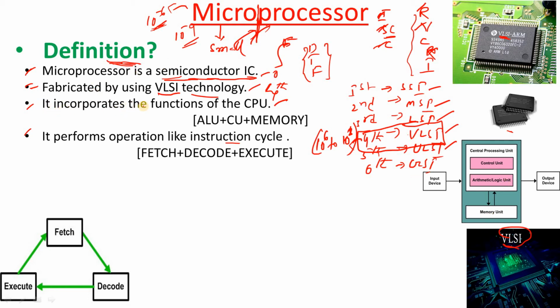Coming to the third point, it incorporates the functions of the CPU. That means the functions or contents of the CPU. In this case, we see the arithmetic logic unit, control unit, and memory unit. The combination of these three parts is called a CPU. Coming to the block diagram of this computer, inside the central processing unit, this green color box, the complete box indicates the CPU. Inside the CPU, the control unit is there, the arithmetic logic unit is there, and the memory unit is there.